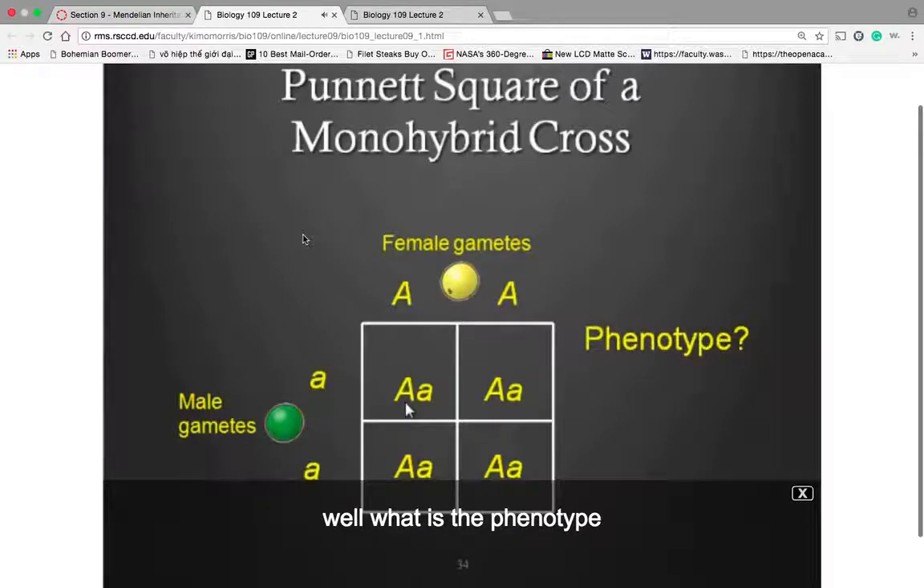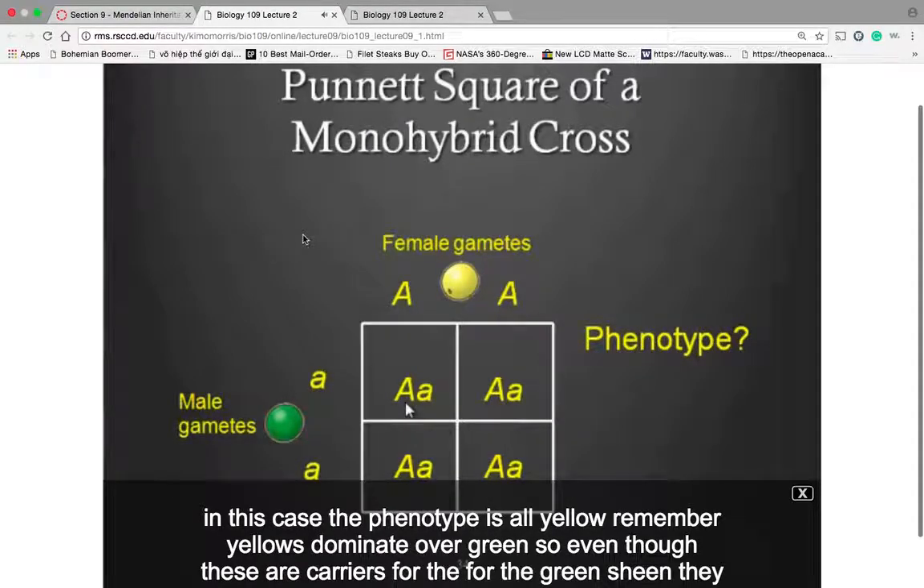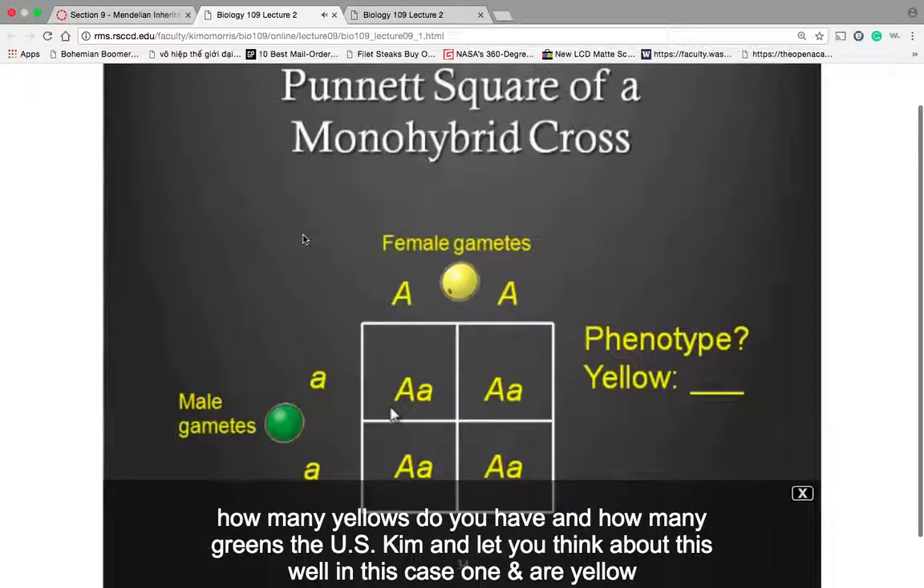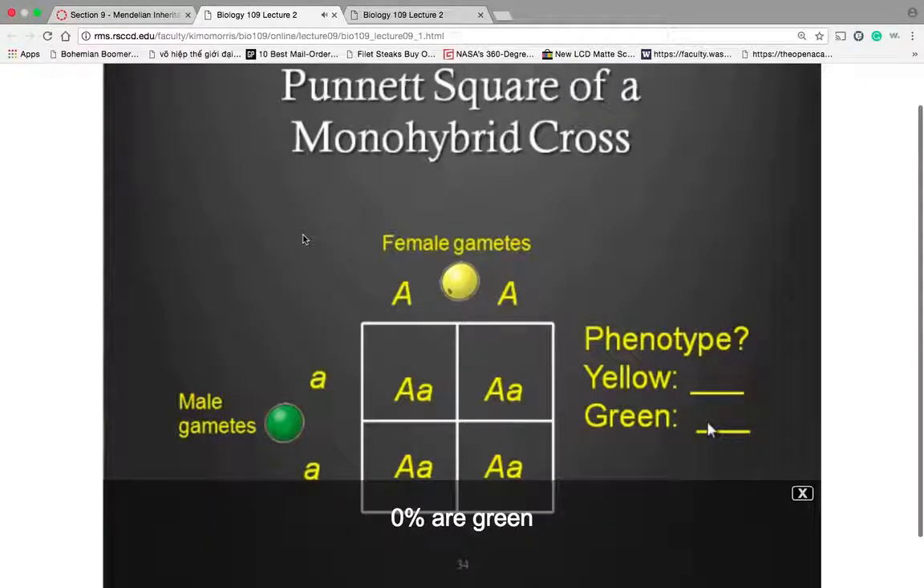Well, what is the phenotype? In this case, the phenotype is all yellow. Remember, yellow is dominant over green. So even though these are carriers for the green gene, they are only going to be yellow. That's the phenotype, yellow. How many yellows do you have? And how many greens do you have? Okay, I'm going to let you think about this. Well, in this case, 100% are yellow, 0% are green.